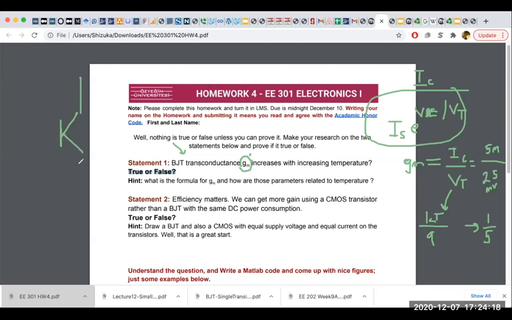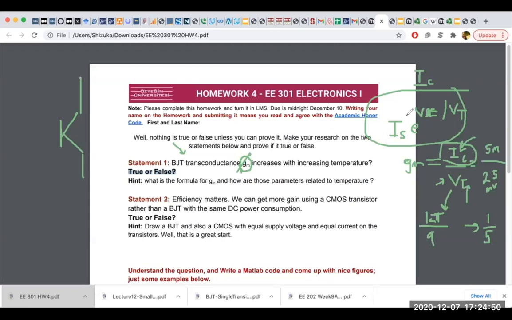Okay, that would be a good midterm question, a final question. So the BJT became hot, and how does this GM change? Well, the two things: how does the IC change, and how does VT change? Well, it's obvious. There's a T inside VT, so VT goes up. But the question is, how does IC change?